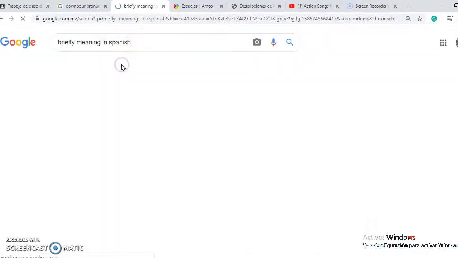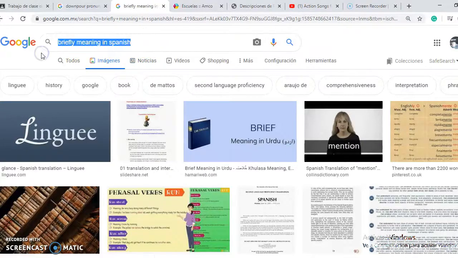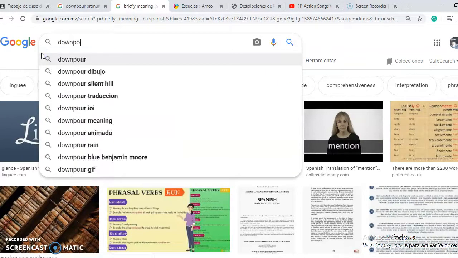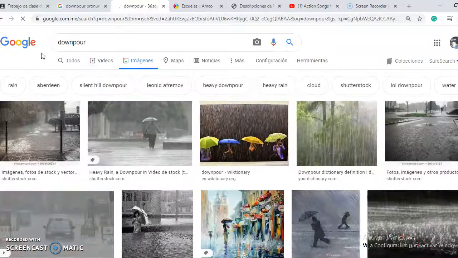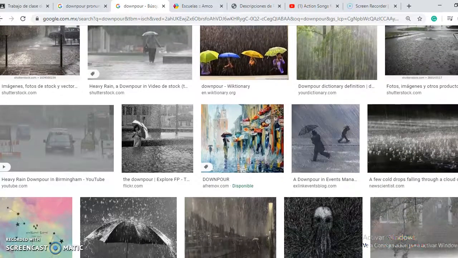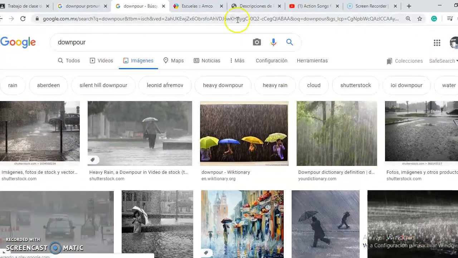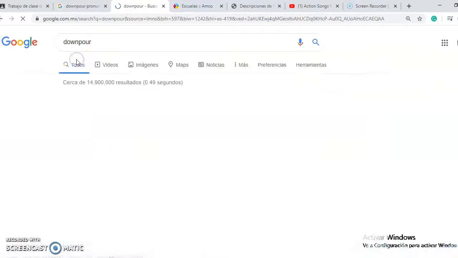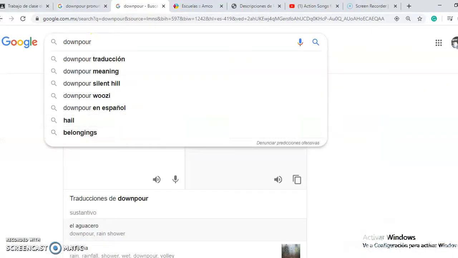If I want to check what it really is, I'm going to write it over here, and it's going to show me different images about downpour. With this, I am avoiding Spanish, and I can relate an image with the word. So downpour, like the one we had yesterday, it was a downpour. It was really hard, and it was really fresh. This morning is really fresh, and we are enjoying the weather. So let's go back to the original one. Here we go.